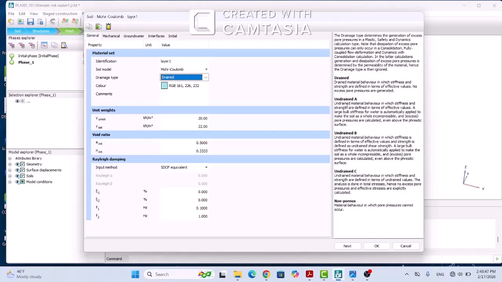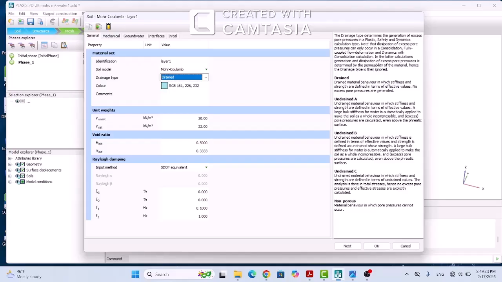In undrained C, excess pore water pressure isn't calculated at all, and we only use total parameters and total stresses to calculate both deformation and strength. This is the main difference between these three options. So which one is more suitable, more appropriate for us in this model?